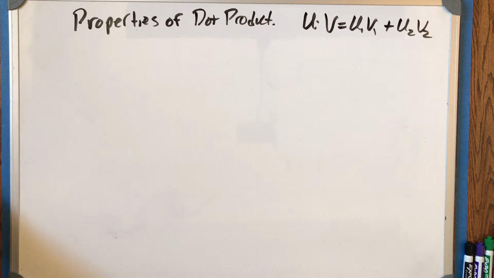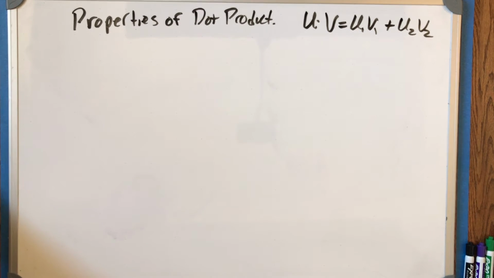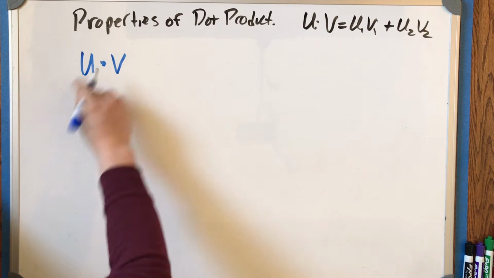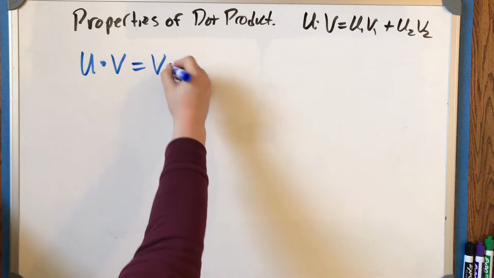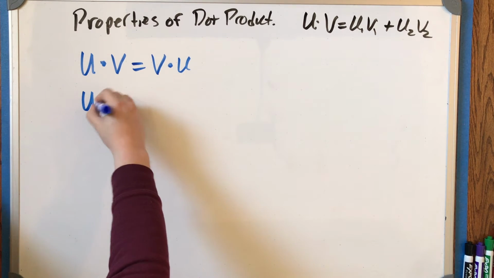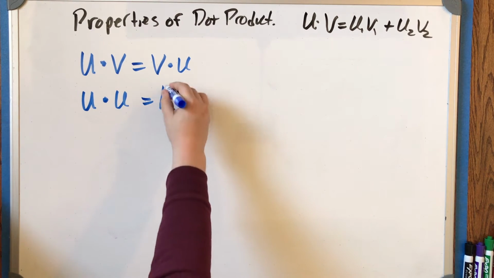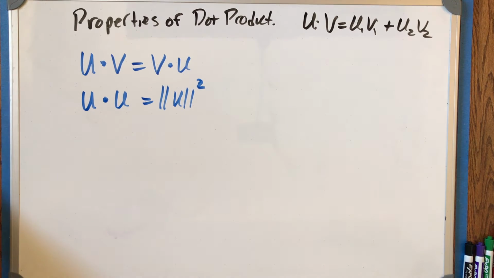All right, we've got some properties for the dot product that we can use. If you do u dot v, that's equal to v dot u. Pretty straightforward. This one's kind of a neat property: if you do the dot product of a vector with itself, it equals the magnitude squared. We're going to be using that a little bit later on.